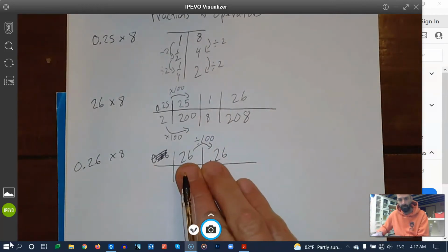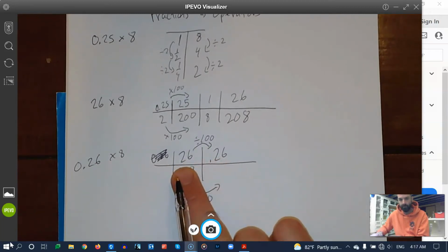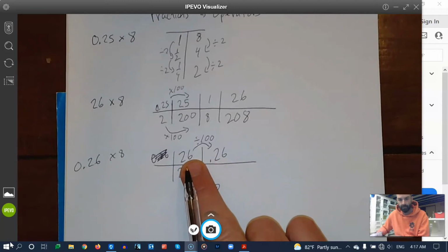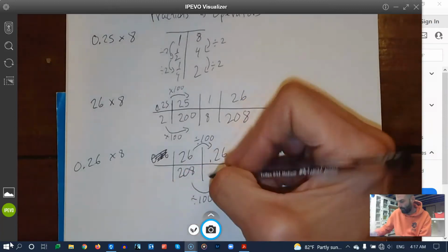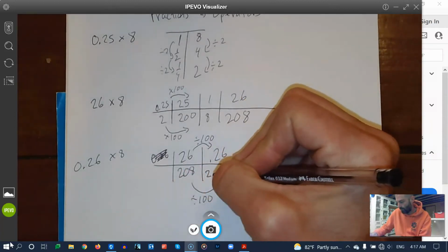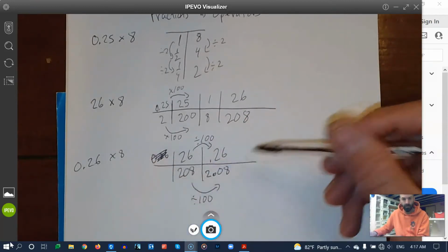Remember, when we divide by 100, these two digits are moving 2 spots to the right. So that 2 went from the tens to the tenths, the 6 from the ones to the hundredths. So this 0 is going to be in the tenths, this 8 is going to be in the hundredths, and this 2 now is going to be in the ones. So 26 hundredths times 8 equals 2 and 8 hundredths.